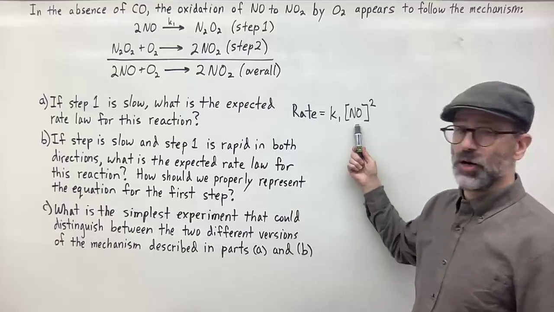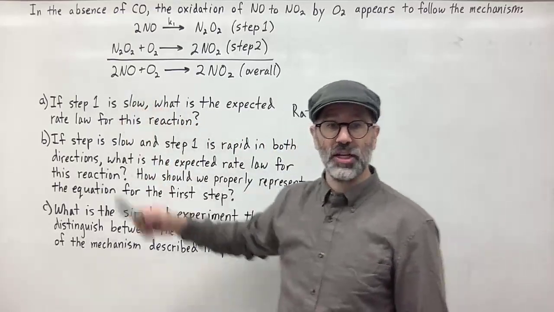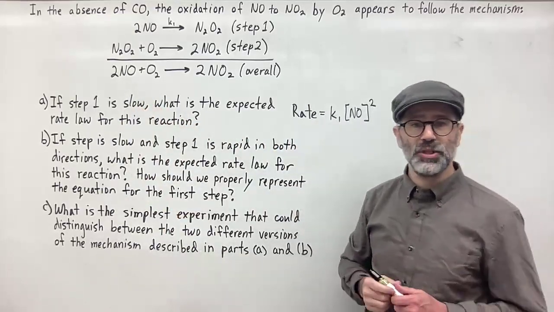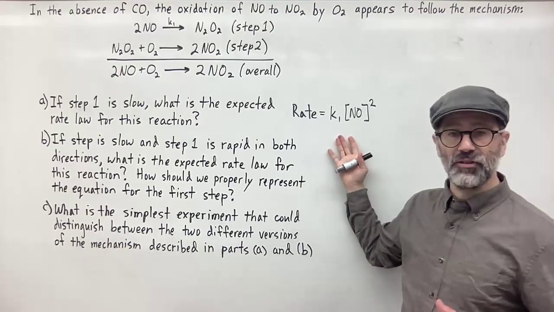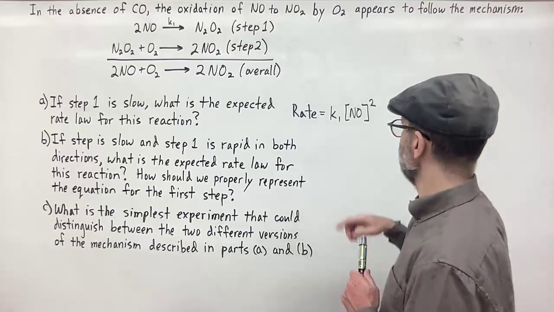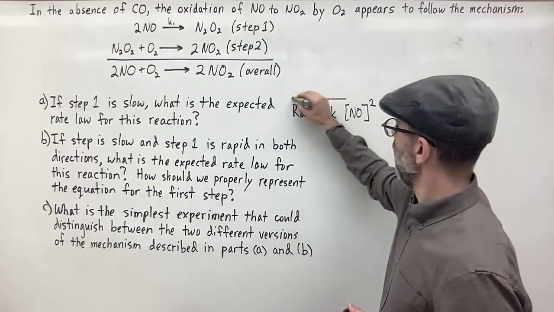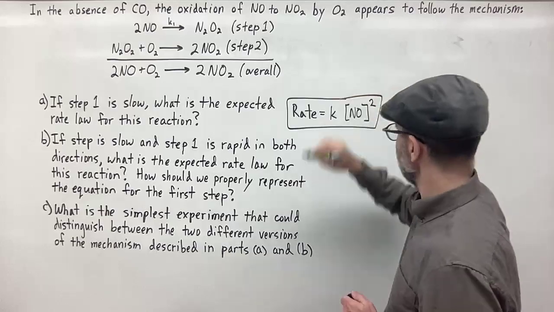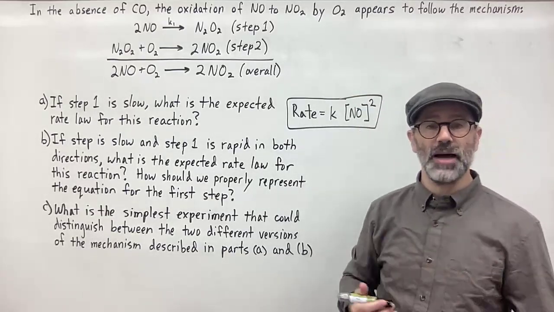And you'll notice here we have NO, which is in the overall reaction. So we don't need to do any substituting or removing of any intermediates. We don't have any intermediates here. So this is the rate law for the overall reaction. So we don't need that one there. We can just put K. And so that would be the rate law if the first step of the mechanism is the slow step.